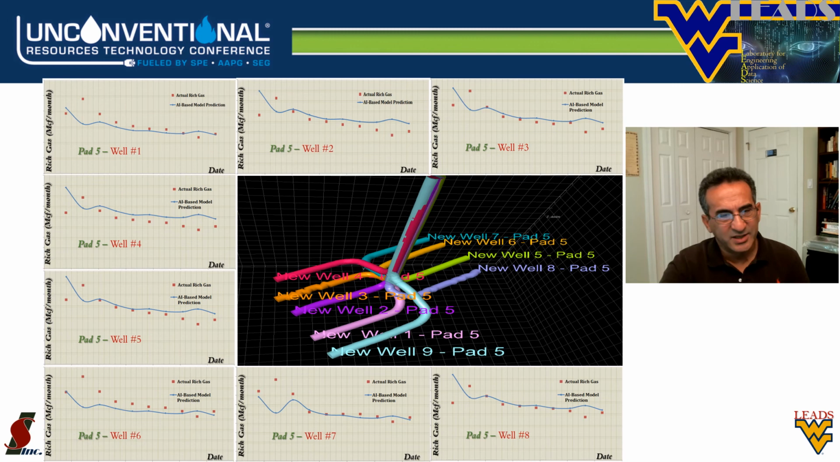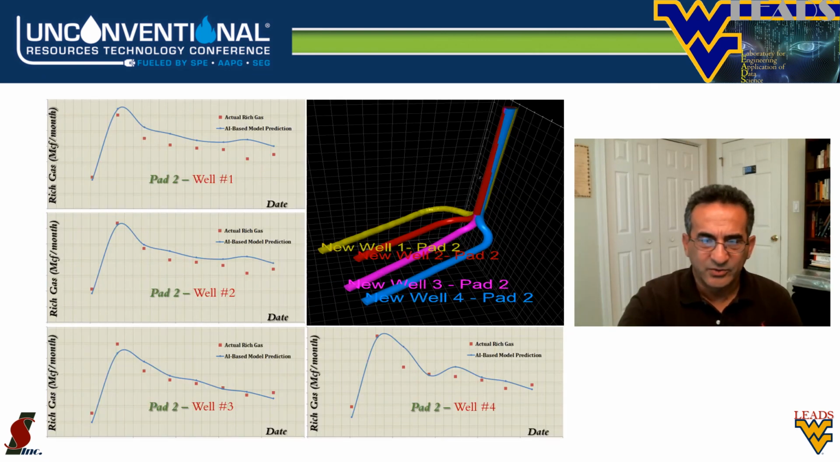Again, these are completely blind. The dots are the actual wells. This is a single pad and multiple wells, and the model that Sudhabe made shows you the predictions, and the dots show you the accuracy. This is for another one.